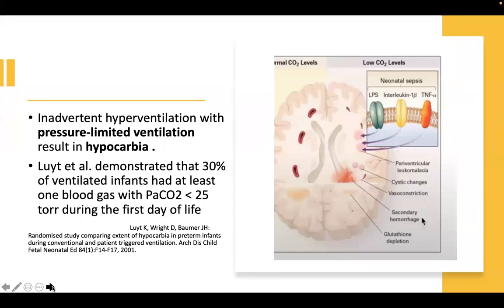Inadvertent hyperventilation with pressure limited ventilation results in hypocarbia. Louis et al. demonstrated that 30% of ventilated infants had at least one blood gas with PaCO2 less than 25 during the first day of life when pressure targeting was used.